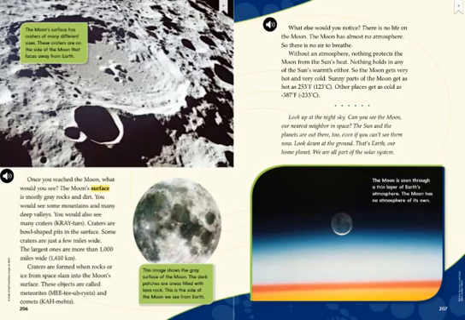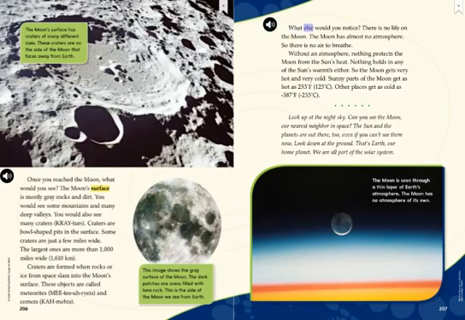The main idea of this section is the moon's surface has many different shapes, including mountains, valleys, and craters. Which details support this main idea? The details are the moon's surface is mostly gray rocks and dirt. The moon has mountains and deep valleys. And the moon has many craters. The thing that all of these details have in common is that they describe the surface of the moon.